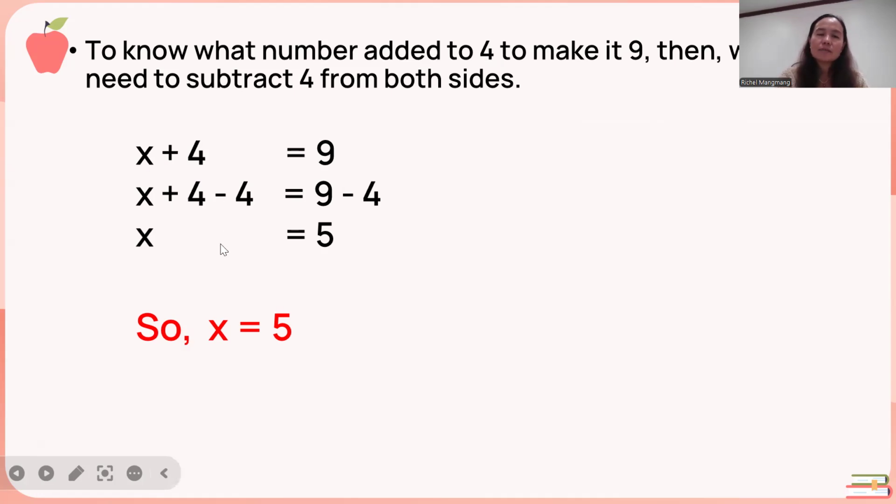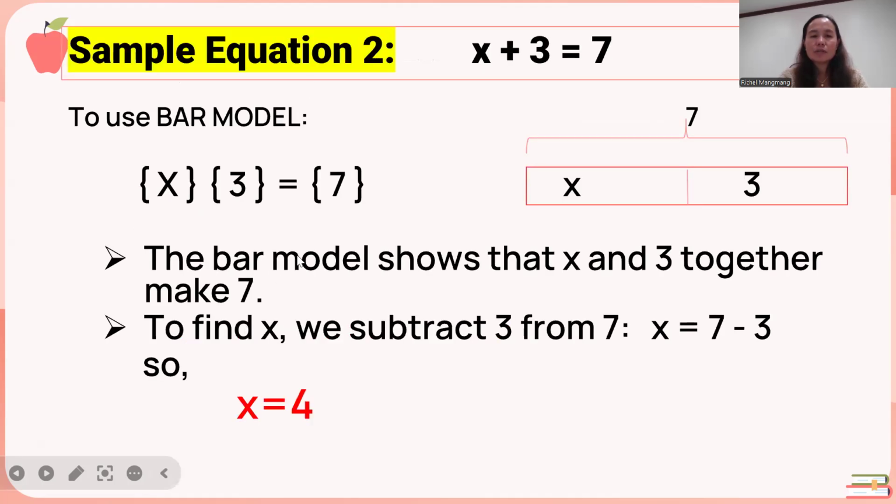Because you subtracted 4 on the left side, you must do it also on the right side. So x plus 4 minus 4 becomes 0, which gives you x. And then 9 minus 4 gives you 5. So now your x is equal to 5.